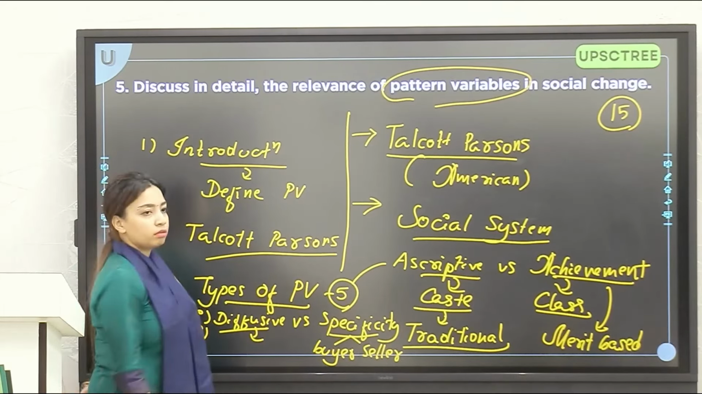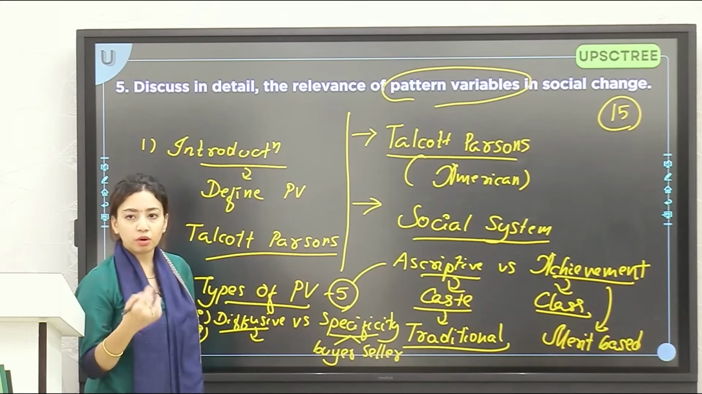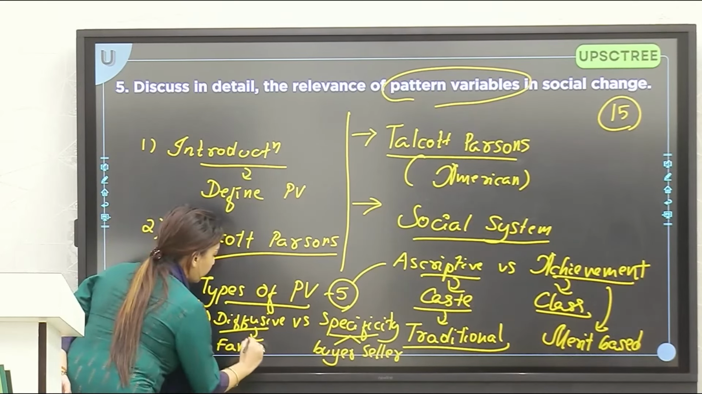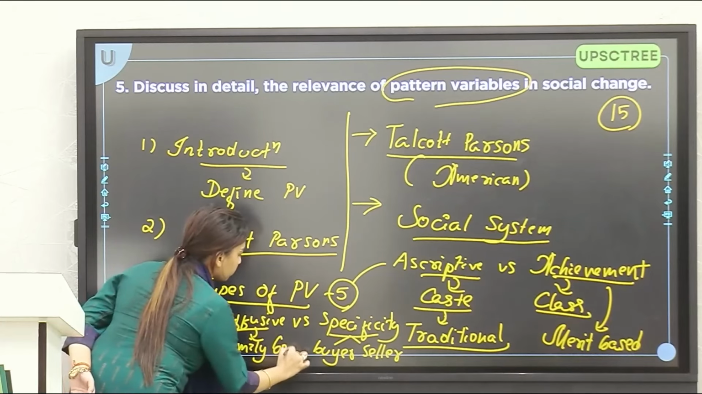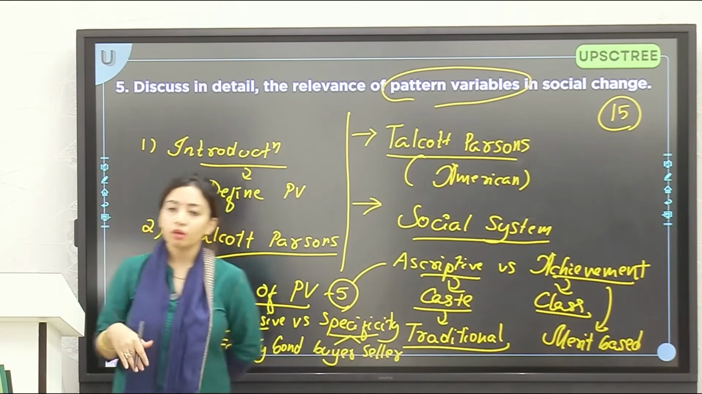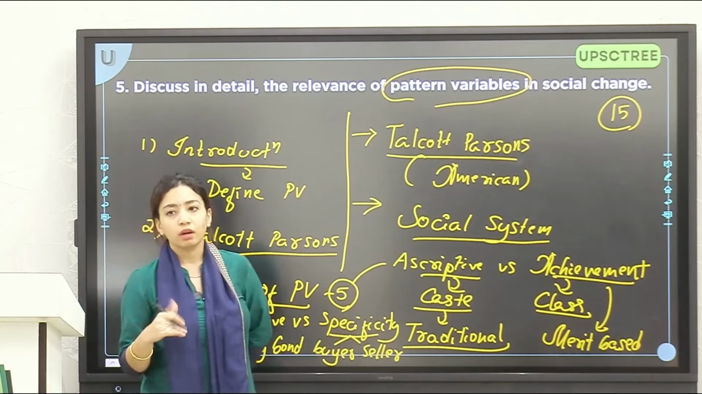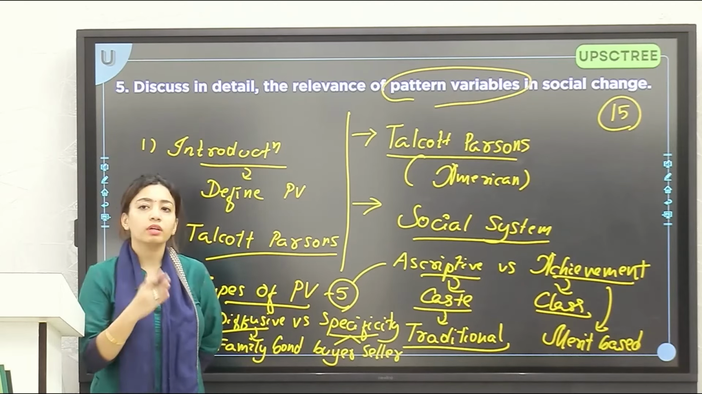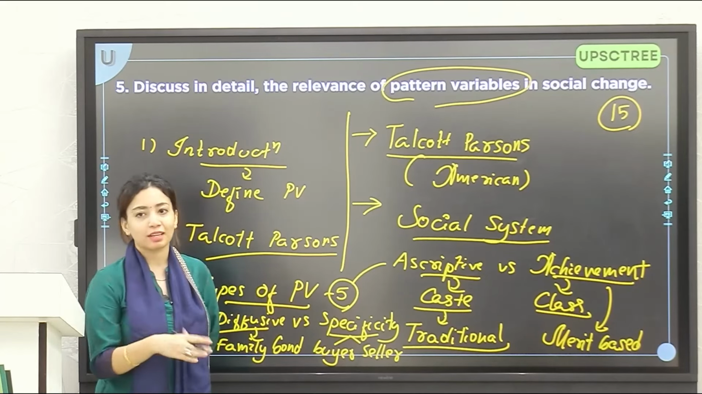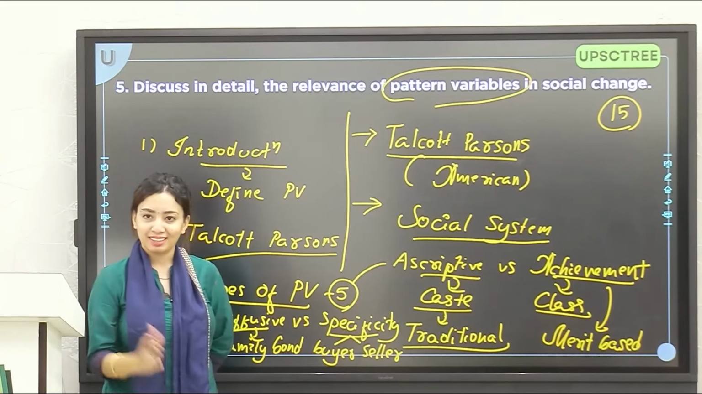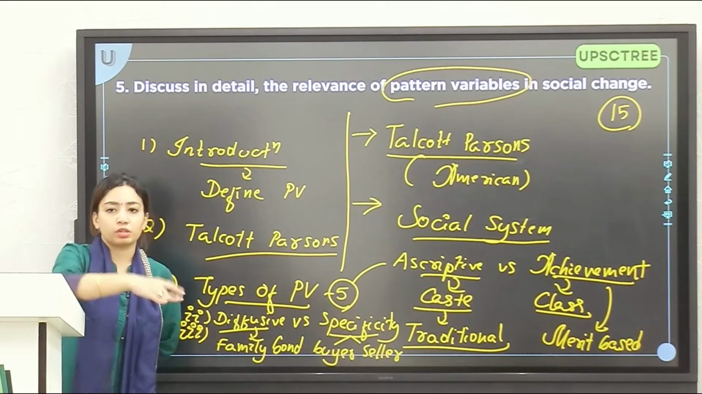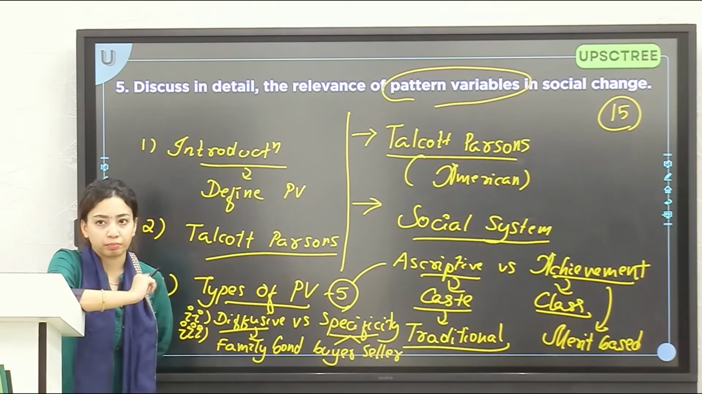Diffusive will be family roles or family values. Okay. Family bond. You are loving your elder sister equally as you are loving your younger ones, right? You cannot really distinguish. If you ask a mother, to whom do you love more, the son or the daughter? They will say equally, right? So there is no distinction between the kind of relationship they share.